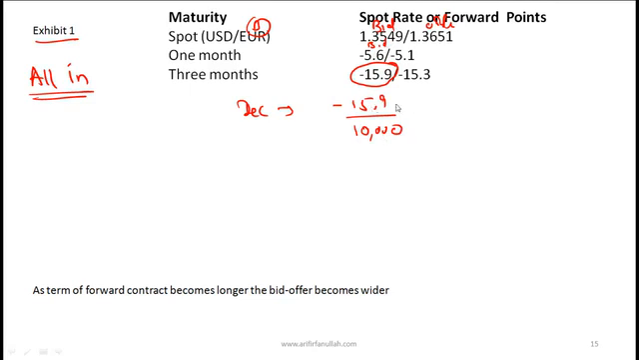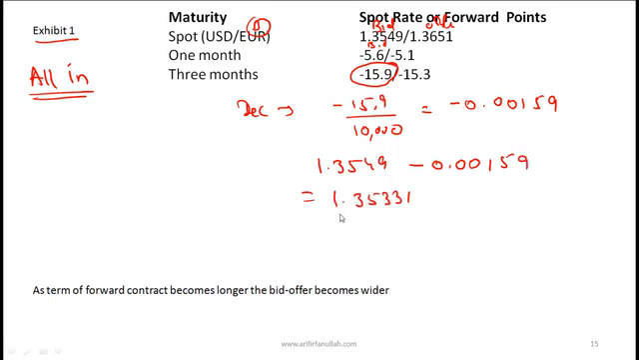So in decimal terms, minus 15.9 points is equal to minus 0.00159. And then to compute the all-in forward rate on a 3-month contract, we simply take the spot rate, which is 1.3549, and then adjust based on this number. So minus 0.00159, and you come up with 1.35331.